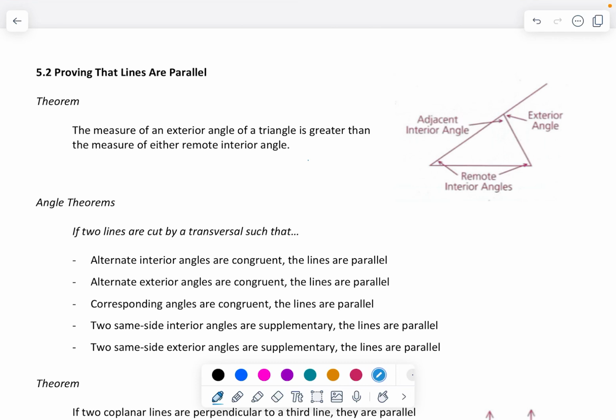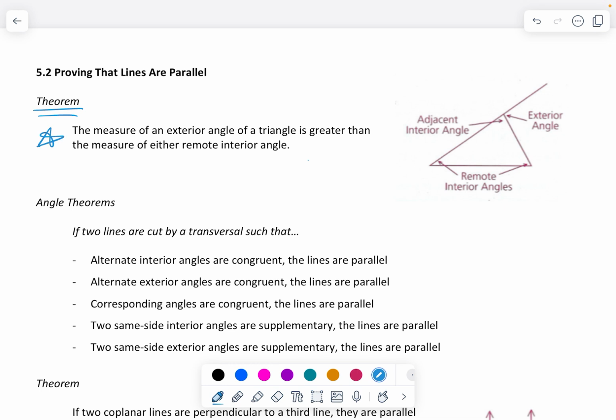All right, we are starting chapter 5, and this is correct. Your eyes are not deceiving you. We are starting with 5.2. We will come back to 5.1 after 5.3, but we're starting with 5.2, which is called proving lines are parallel. But before we get to that, we're going to start with this theorem.